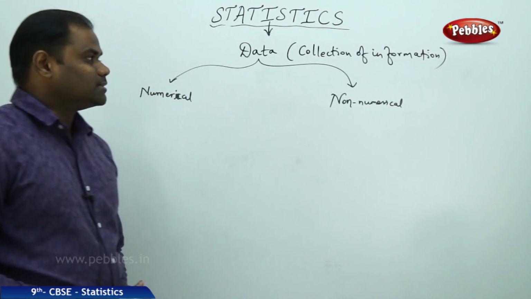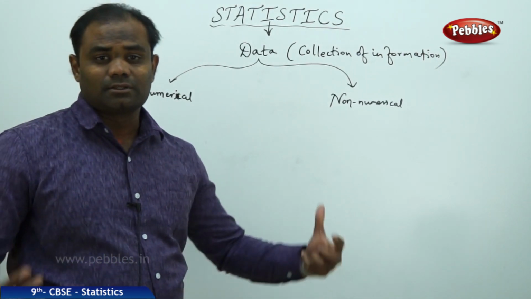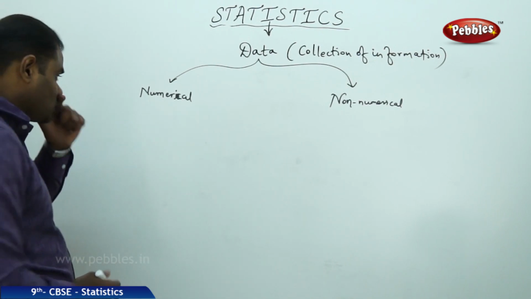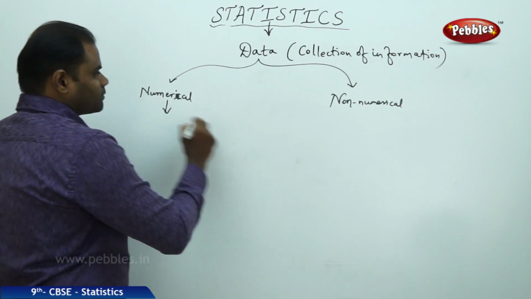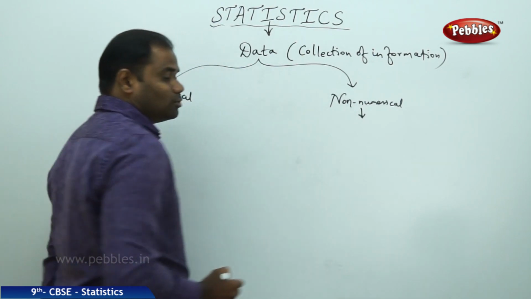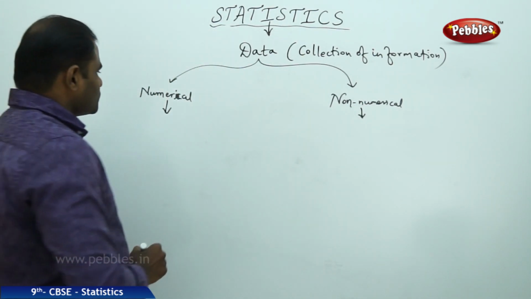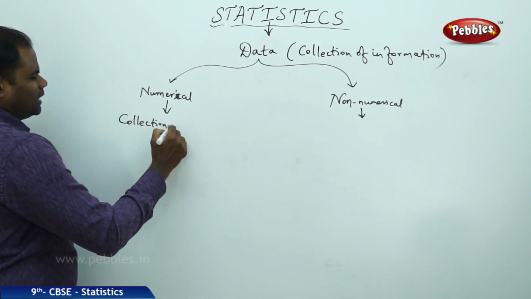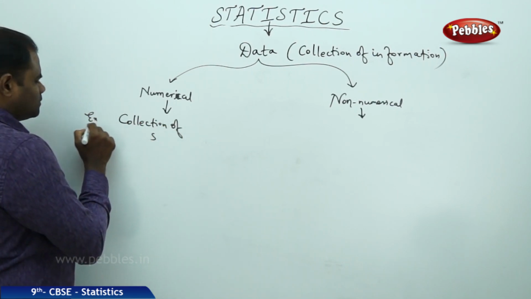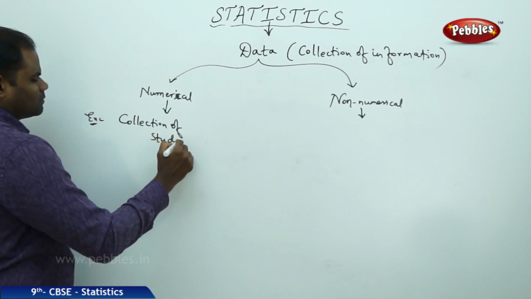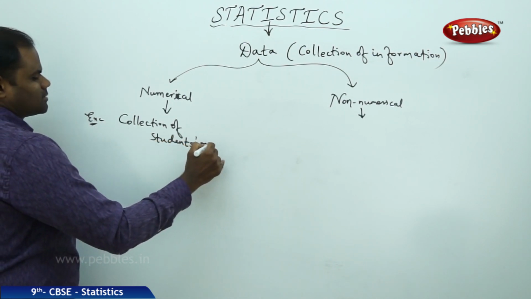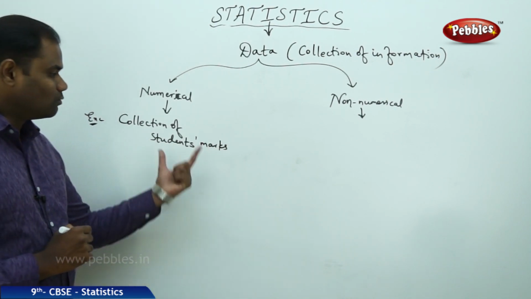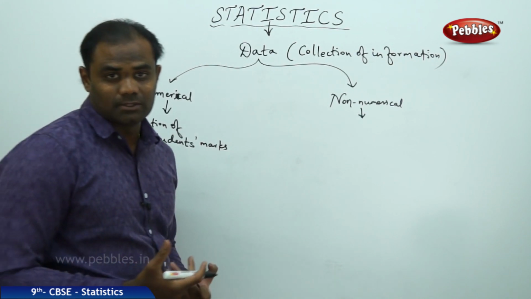In mathematics, data is defined as a collection of information. And the collection of information can be of two types. One is numerical and the other is non-numerical. For example, a collection of students' marks is numerical data because it involves the numerics or the numbers.